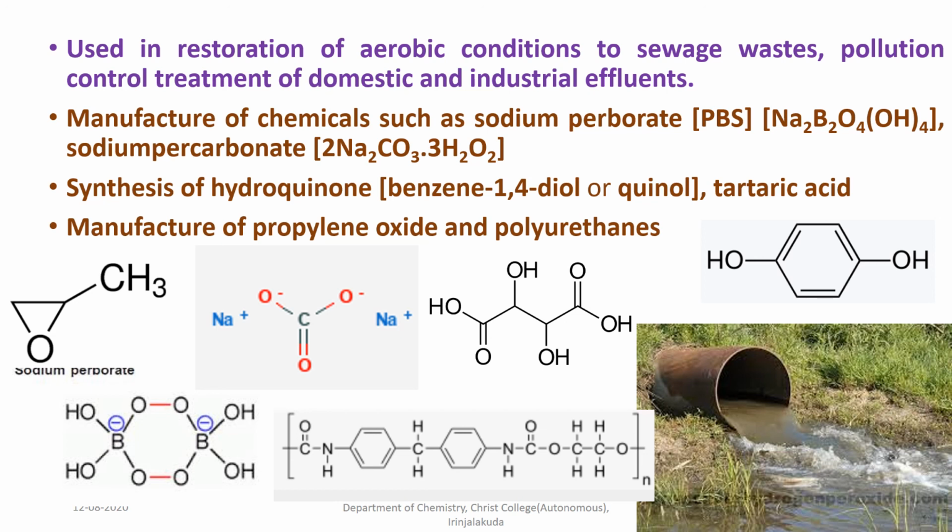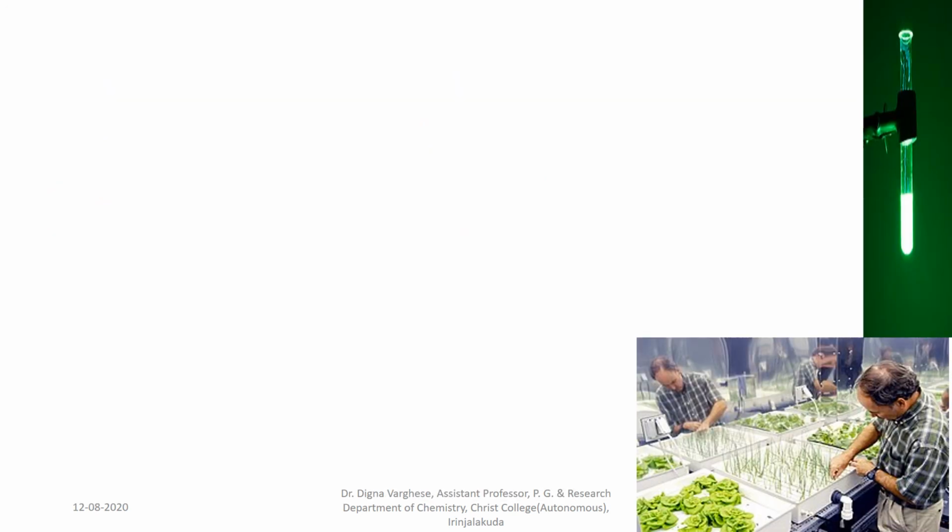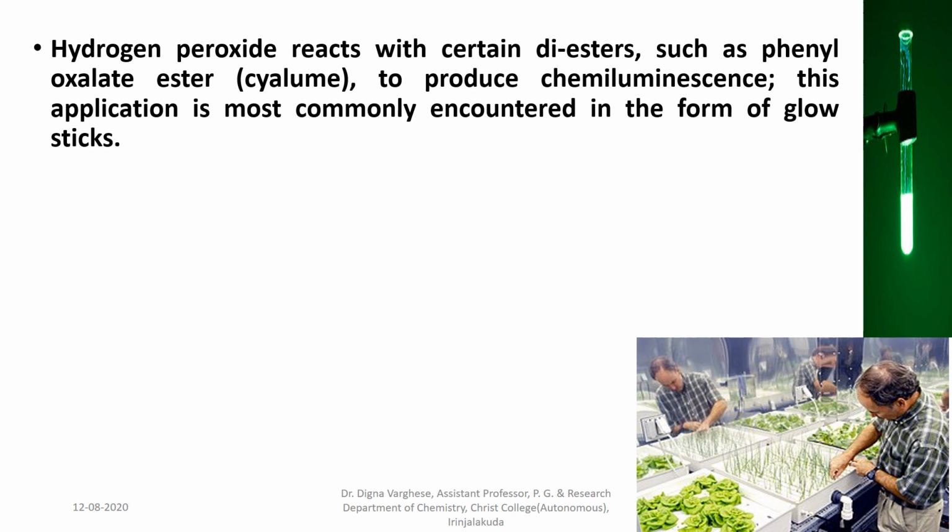Hydrogen peroxide reacts with certain diesters such as phenyl oxalate ester to produce chemiluminescence. This application is most commonly encountered in the form of glow sticks.